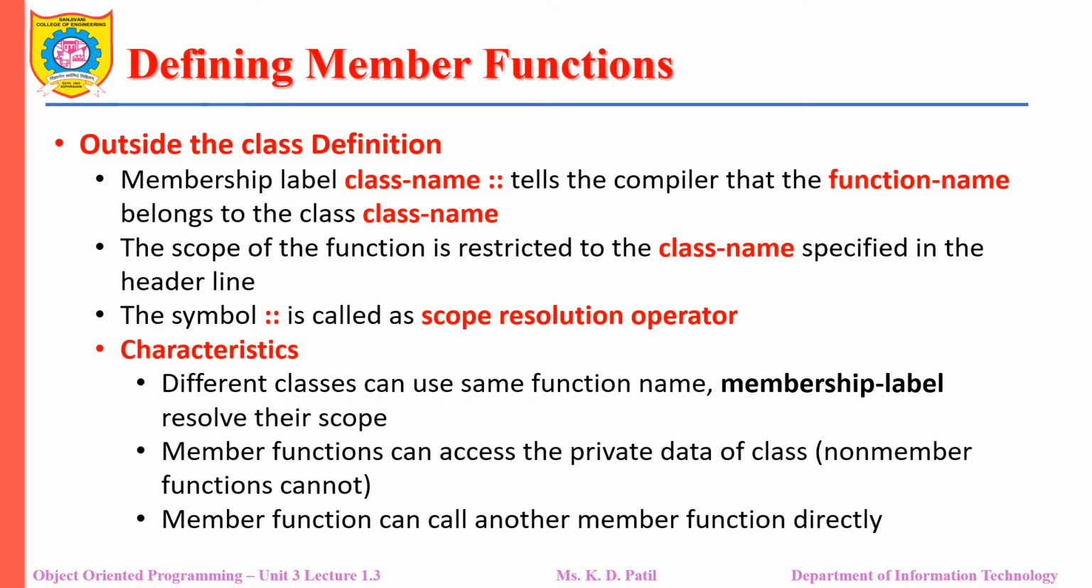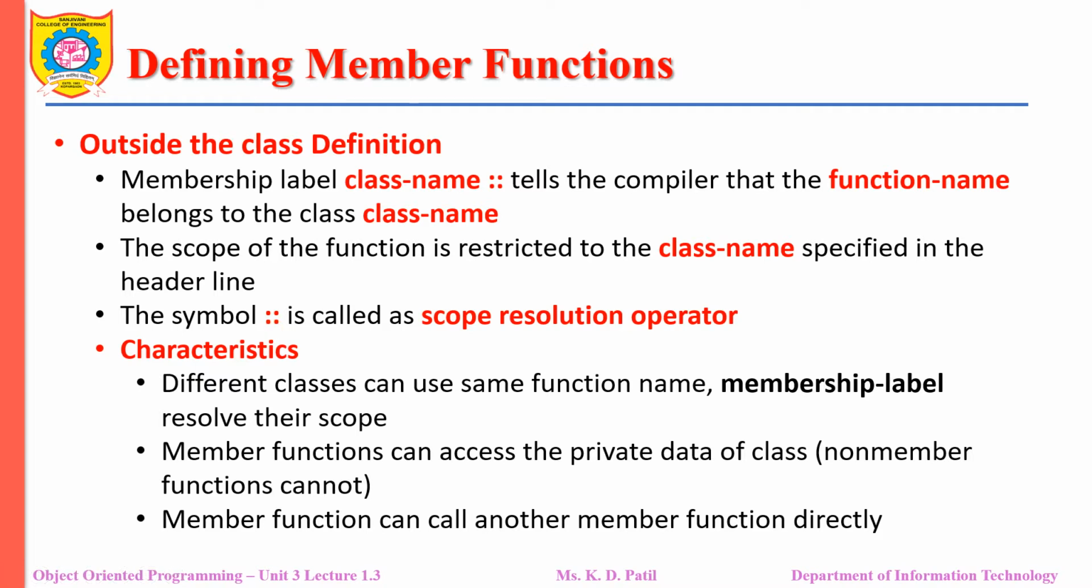Now let us see what a membership label is. The class name tells the compiler that the function name belongs to the specific class name. The scope of this function is restricted to the class name specified in the header line, and if you observe this symbol, it is called the scope resolution operator.